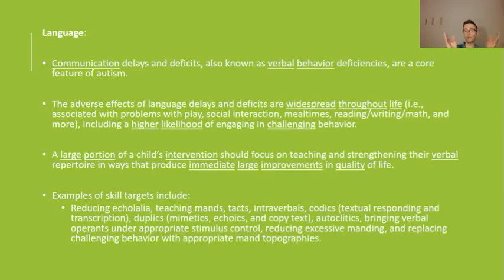Now, examples of skill targets, but we won't get into it. Examples of skill targets include reducing echolalia. That's when a child repeats speech sounds for no apparent reason, or in other words, doesn't use the speech sounds they're saying to interact with other people. Teaching mands, tacts, intraverbals, codics, these are all verbal operants. So codics include textual responding and transcription. Duplics include mimetics, echoics, and copying text. Autoclitics, bringing verbal operants under appropriate stimulus control. Reducing excessive manding, and replacing challenging behavior with appropriate mand topographies, such as in function-based intervention using functional communication training.